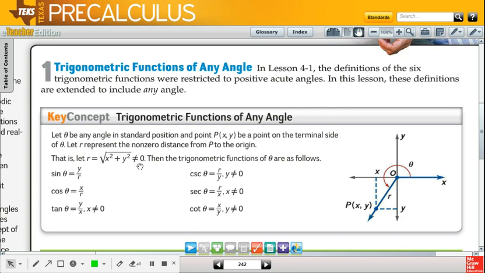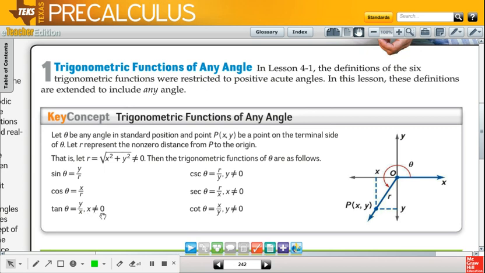So if you remember from Algebra 1, this seems very similar to the distance formula. So keep that in mind when we talk about distance formula in Chapter 7, conic sections. So continuing on, then the trigonometric functions of theta are as follows. Sine theta equals y over r, or y divided by r. Cosine theta equals x divided by r. Tangent theta is y divided by x, while x does not equal 0.